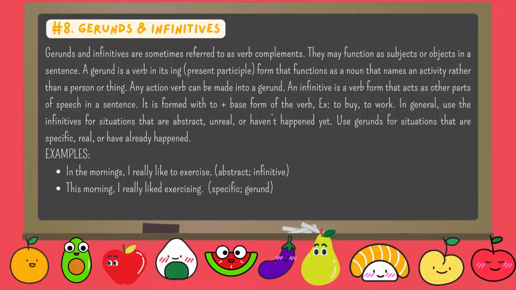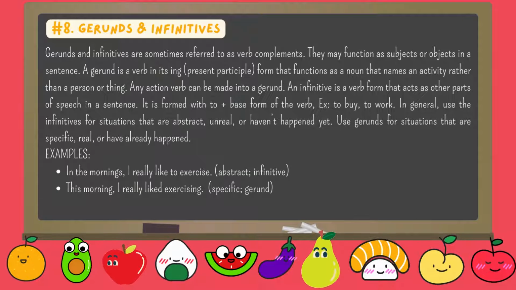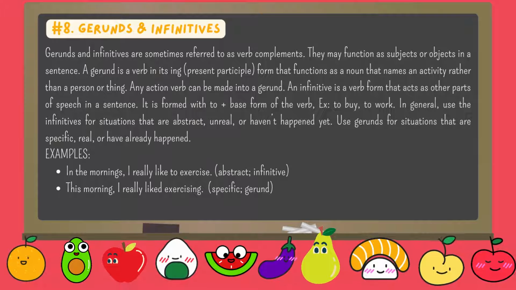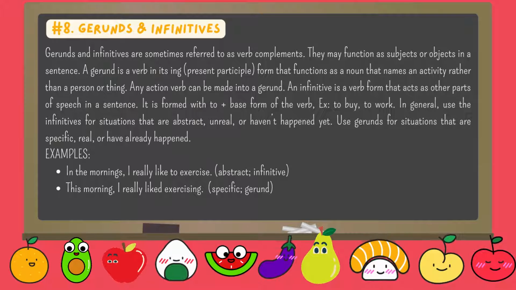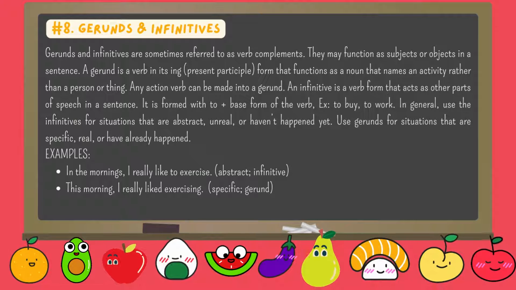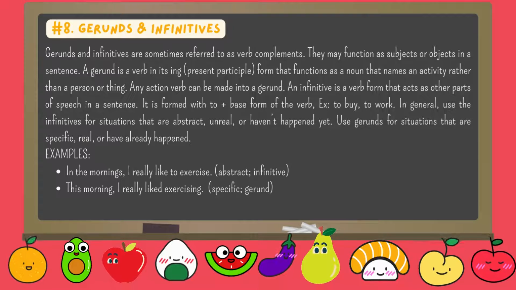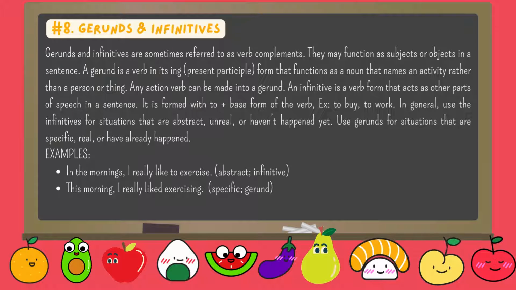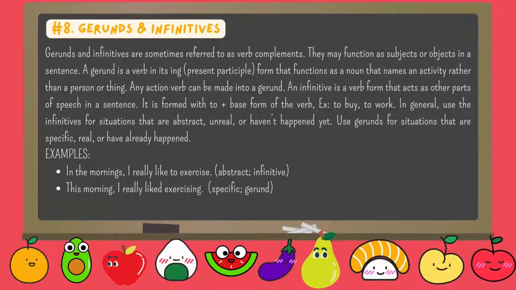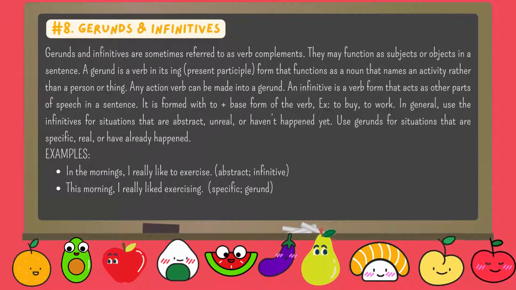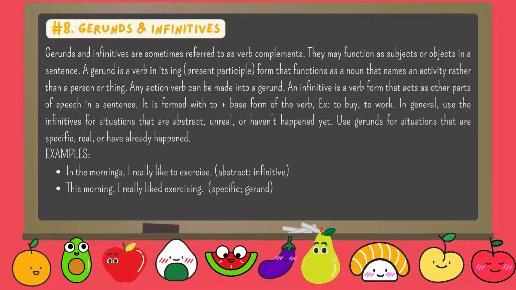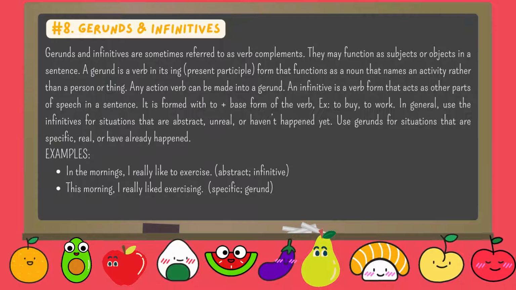And lastly, we have number 8, gerunds and infinitives. Gerunds and infinitives are sometimes referred to as verb complements. They may function as subjects or objects in a sentence. In general, use the infinitives for situations that are abstract, unreal, or haven't happened yet. Use gerunds for situations that are specific, real, or have already happened.